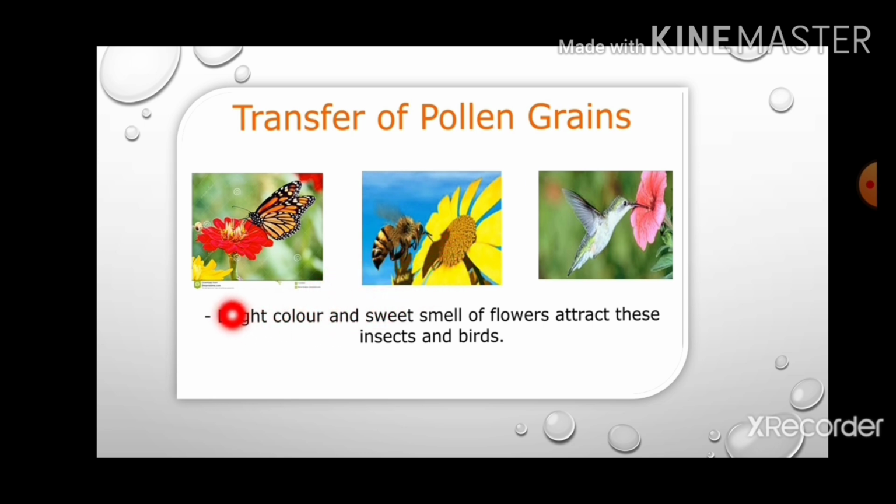First, the bright color and sweet smell of the flower attract these birds and insects. And second, they come to suck a liquid called nectar as their food. Nectar is a sweet liquid produced at the base of the pistil. So these insects come to the flower to suck the nectar, and in this way insects also help in pollination.